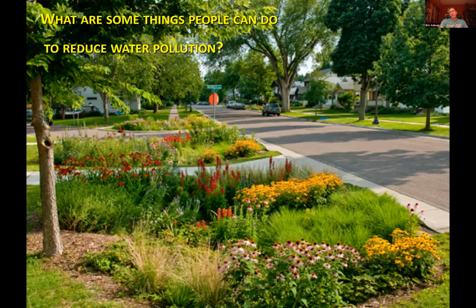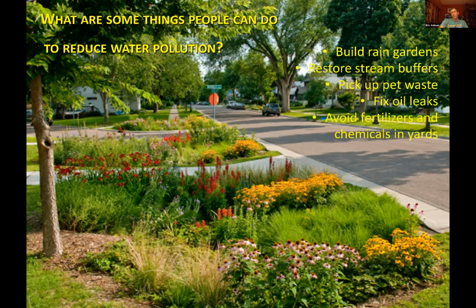There are some things that people can do themselves to reduce water pollution, and we've talked about some of these before, including rain gardens, which are things that will filter stormwater before it gets into a stream. Restoring stream buffers so that water that runs off goes through a buffer before it gets to the stream, and the stream is shaded so the water is cooler. Picking up pet waste to reduce bacteria running into the stream. Fixing oil leaks so we don't have other toxins running into the stream. Similarly, avoiding fertilizers and chemicals prevents those pollutants from getting into streams, and doing things to limit stormwater runoff.